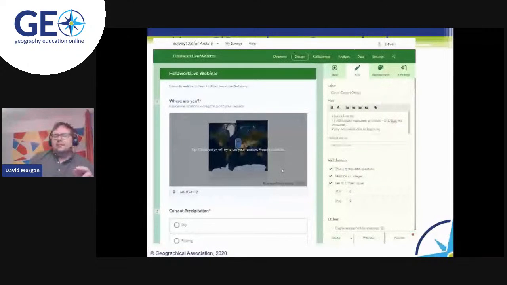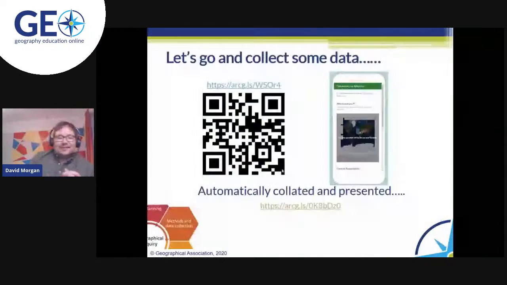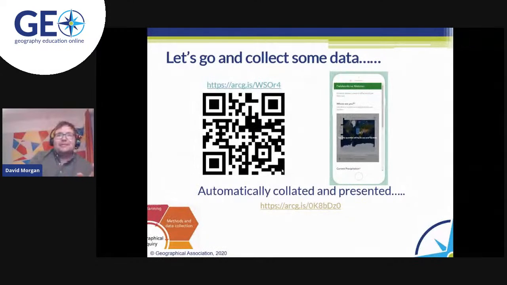So the data that I want you to collect doesn't involve going outside. You should be able to collect this data from your window. So if you're sitting near to a window, you should be able to collect the data that I've got here. There is a link to my little data collection form up here, or if you've got a QR code reader, you can just scan that and go to my very, very quick data collection form.